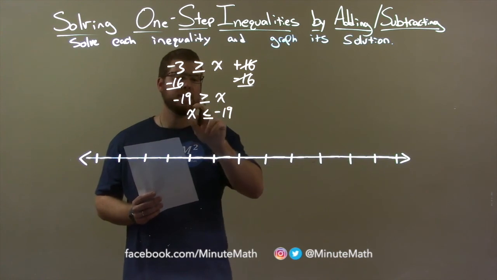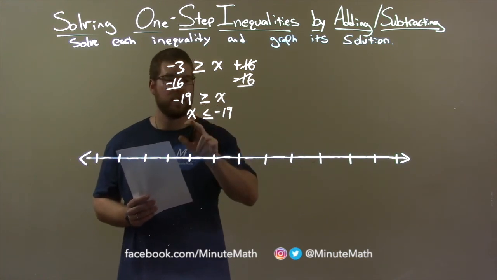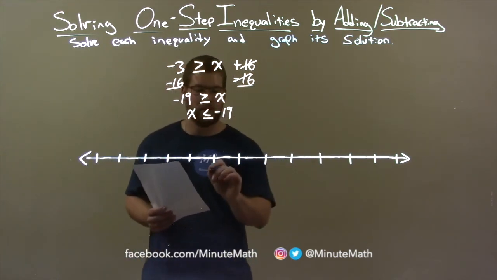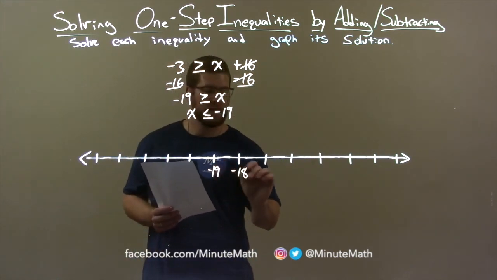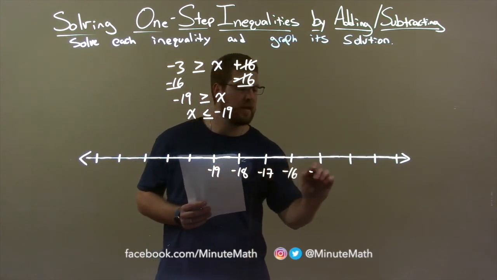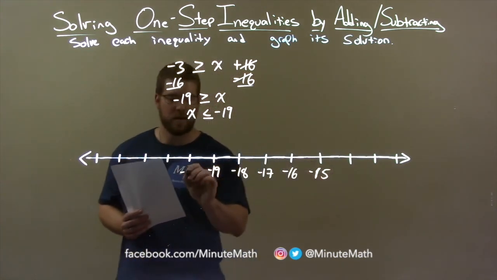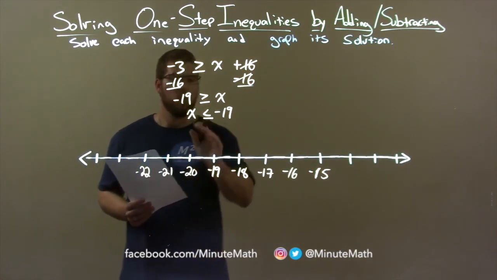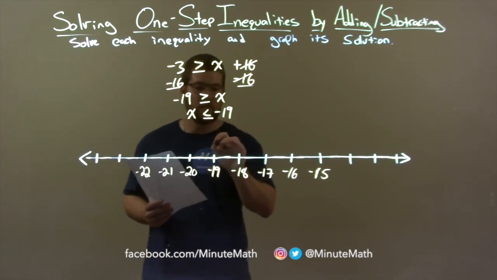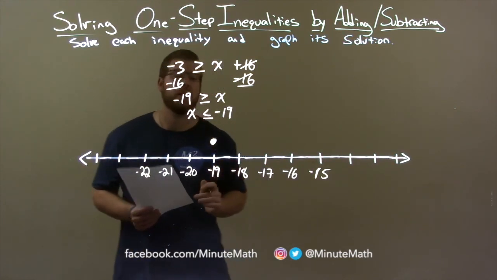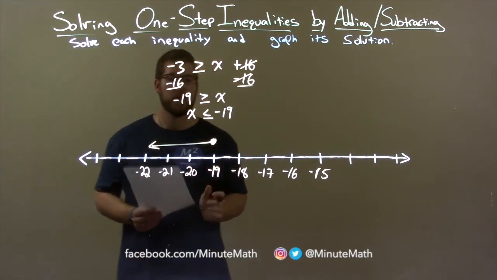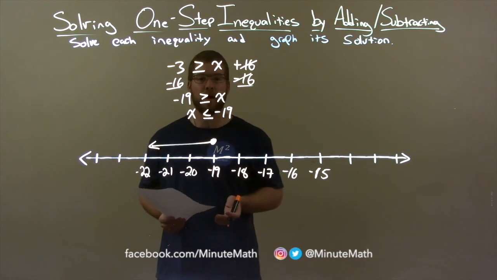Remember, negative 19 greater than or equal to x is the same thing as x is less than or equal to negative 19. So now let's graph it. Let's put a negative 19 right here. That's negative 18, negative 17, negative 16, negative 15, negative 20, negative 21, and negative 22. If x can equal negative 19, that means we have a closed circle right here at negative 19. The less than sign means the arrow goes to the left, and there we have it. Our graph matches our final answer. X is less than or equal to negative 19.